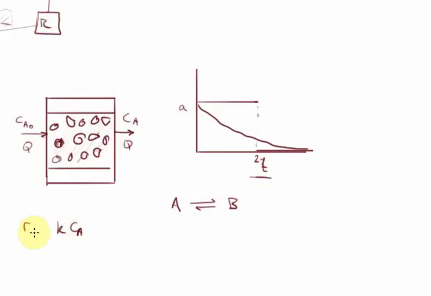So we are saying here Ra dashed equals kCa. So this is all well and good if it's a non-catalytic reaction. But of course, now we have this catalyst that's going to be losing activity over time. So let's introduce this A here. Let's say this is kCa times A.